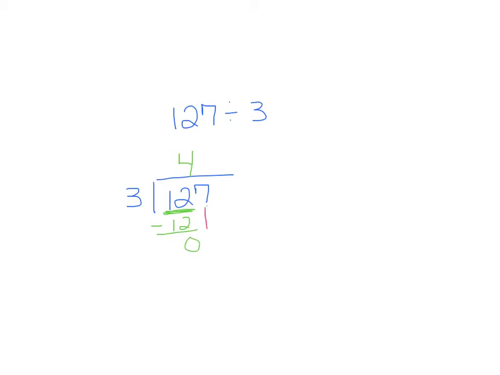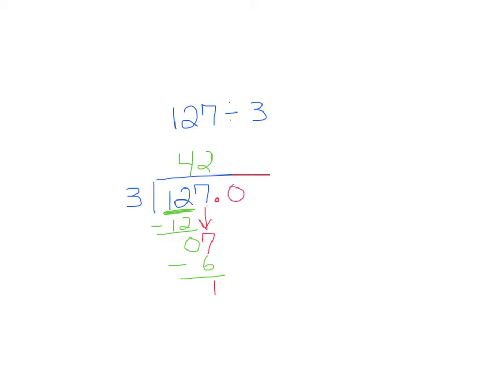So then my next step is I bring down the 7. Does 3 go into 7? Yes. How many times? Well, it goes in twice. So 2 times 3 is 6. When I subtract, I'm left with a remainder of 1. Now I could stop there and say 42 remainder 1, but what we're going to begin doing is putting a decimal place and putting a 0.